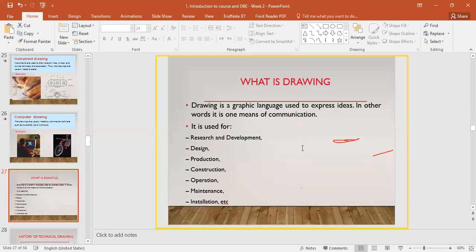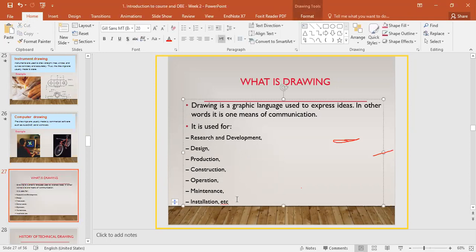So what is drawing? In simple words, drawing is a graphic language. Graphically representing an object is called drawing. It is a graphic language used to express ideas. In other words, it is one means of communication. You can communicate your idea through drawing to someone. It is used for research and development, for designing, for production, construction, operation, maintenance, and installation as well.